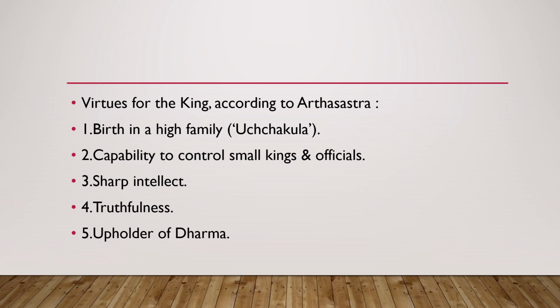At the same time, the Arthashastra mentions certain necessary virtues for the king. For example, he should have been born in a high family or Uchchakul. He should have the capability to control various small kings and officials. He should have a sharp intellect, truthfulness, and he must also be an upholder of dharma.